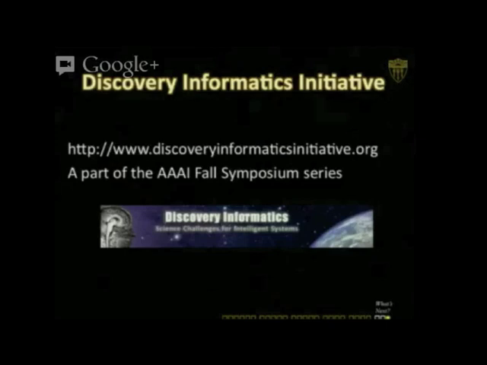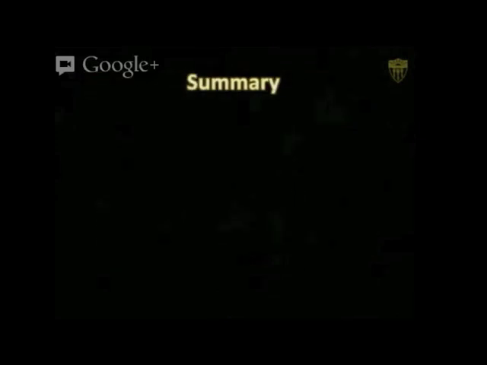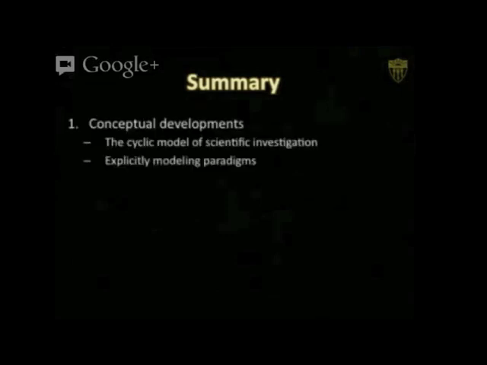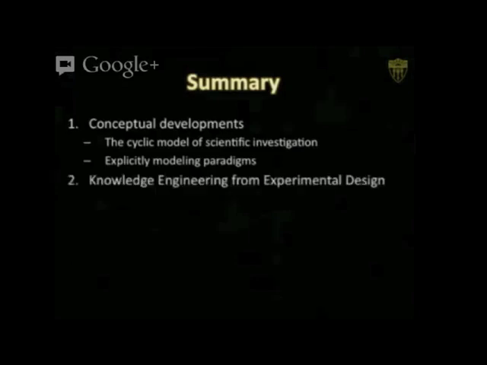So just to summarize, I've gone through a lot of stuff and I've talked quite quickly, but I just wanted to wrap it all up for both of you. First of all, I've talked about conceptual developments in terms of this cycle of thinking about the scientific process as a cycle. We want to try and represent and think about paradigms explicitly. I think this is an important breakthrough that no one really is doing in an explicit way. We have our own methodology, knowledge engineering from experimental design, which is the whole way in which we can accurately capture data from scientific papers and scientific studies in the way that they were originally intended to be.